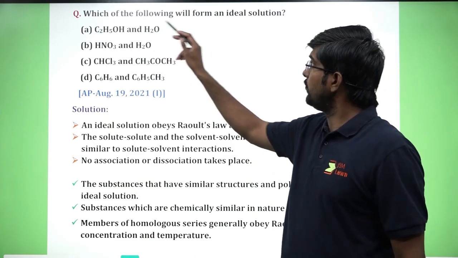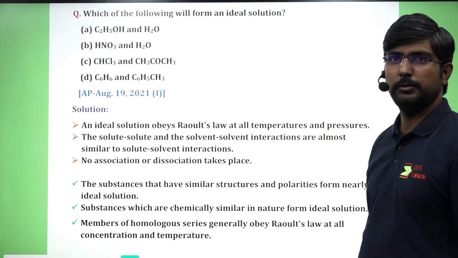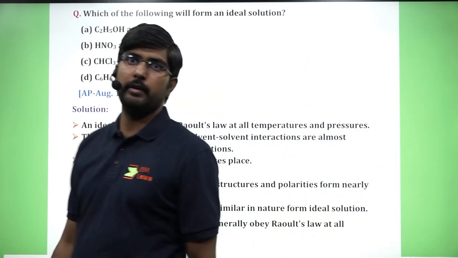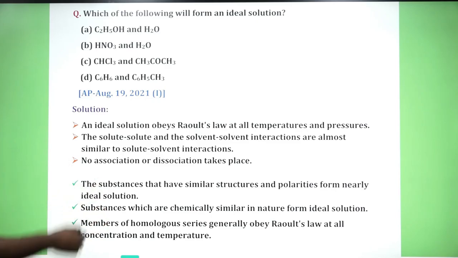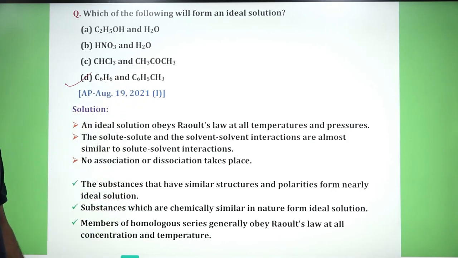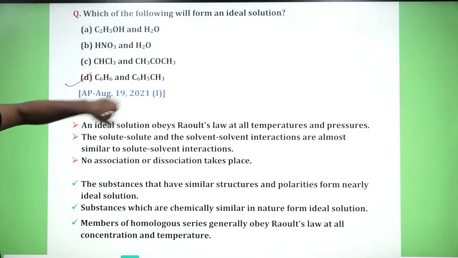Next, which of the following will form an ideal solution? See, the second question we already discussed, right? I have explained all of this already. So here, option D is the answer because this is benzene and this is toluene. They have similar chemical characteristics. So that's why these two form an ideal solution.